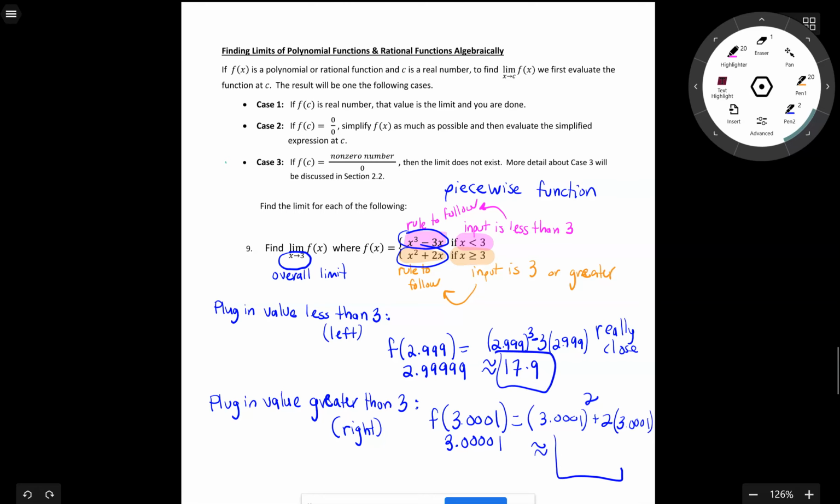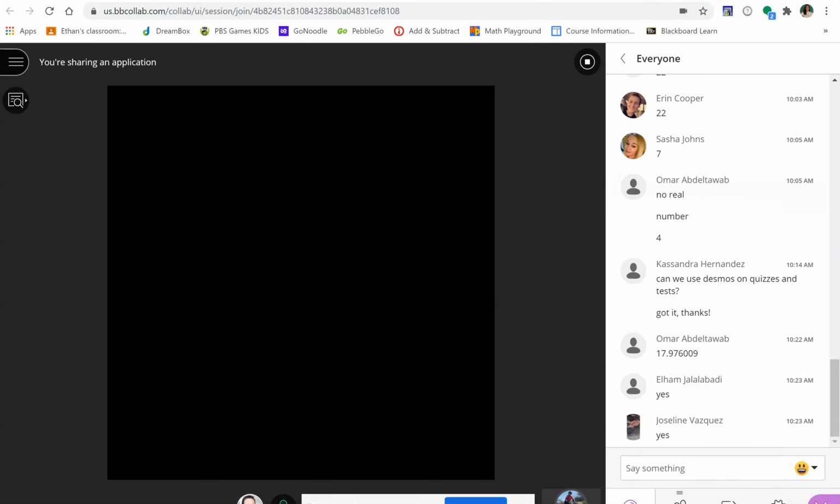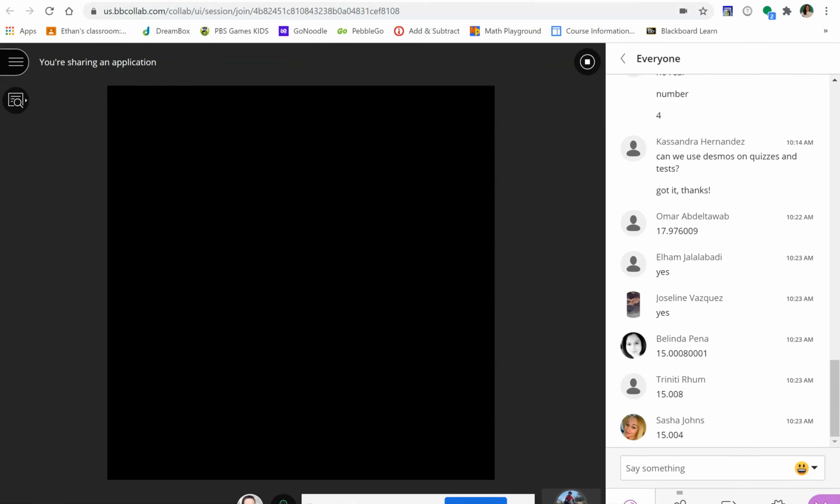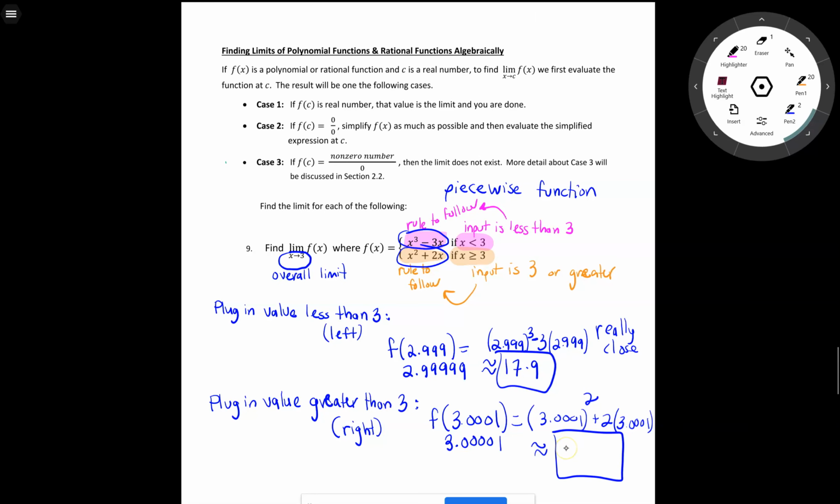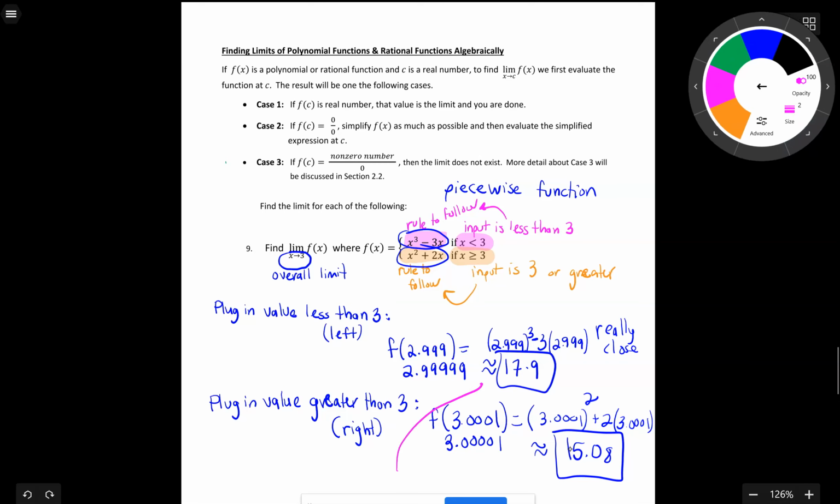And if those are really close, that would be 3 squared would be 9, and then 2 times 3 is 6. Ooh, is that like close to 15? Yeah, 15. So see how those are not matching? 15.08. Are those really, really, really close together? Is 18 really, really close? Are they matching? No, they're not matching.